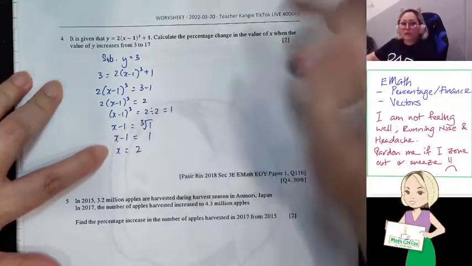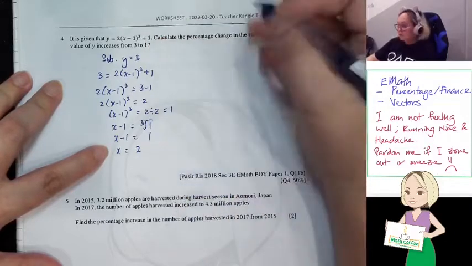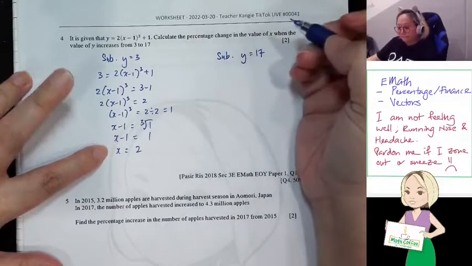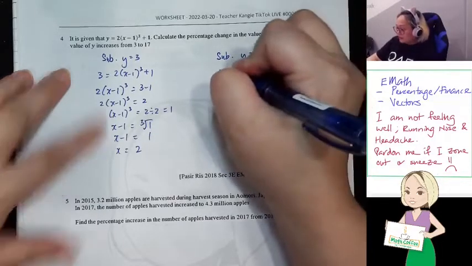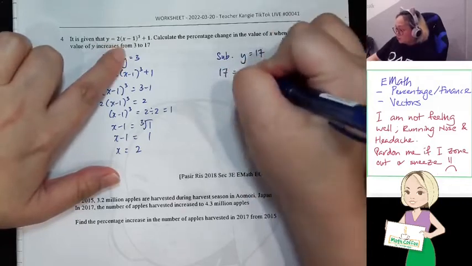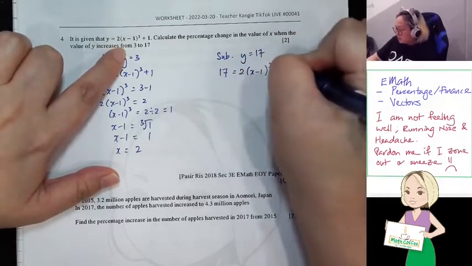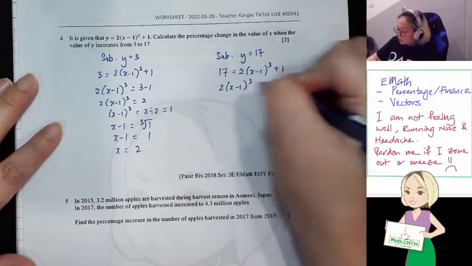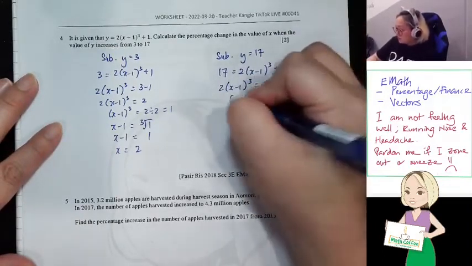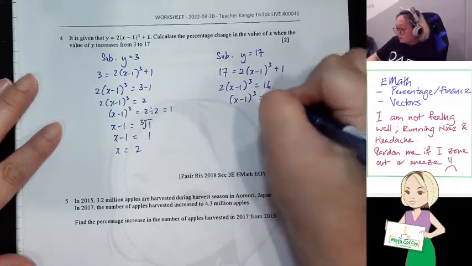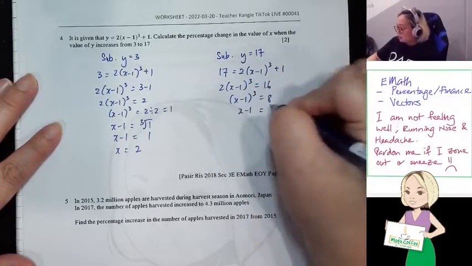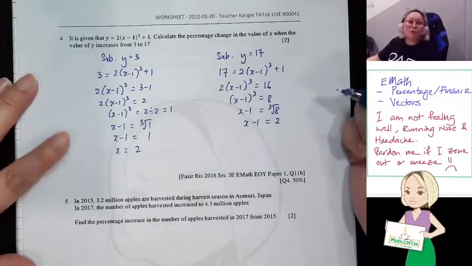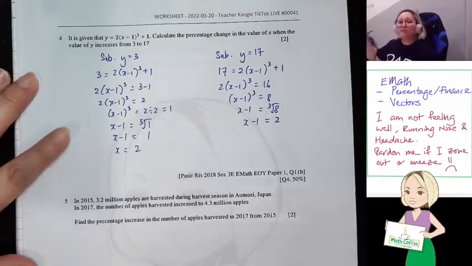So I'm going to do the same thing for 17. I sub in y equals 17. So I get 17 equals 2x minus 1 cubed plus 1. Same thing, solve for x. So 2x minus 1 cubed is equal to 16. x minus 1 cubed is equal to 8. x minus 1 is equal to cube root 8. x minus 1 is equal to 2, because cube root 8 is 2, since 2 times 2 times 2 gives me 8.